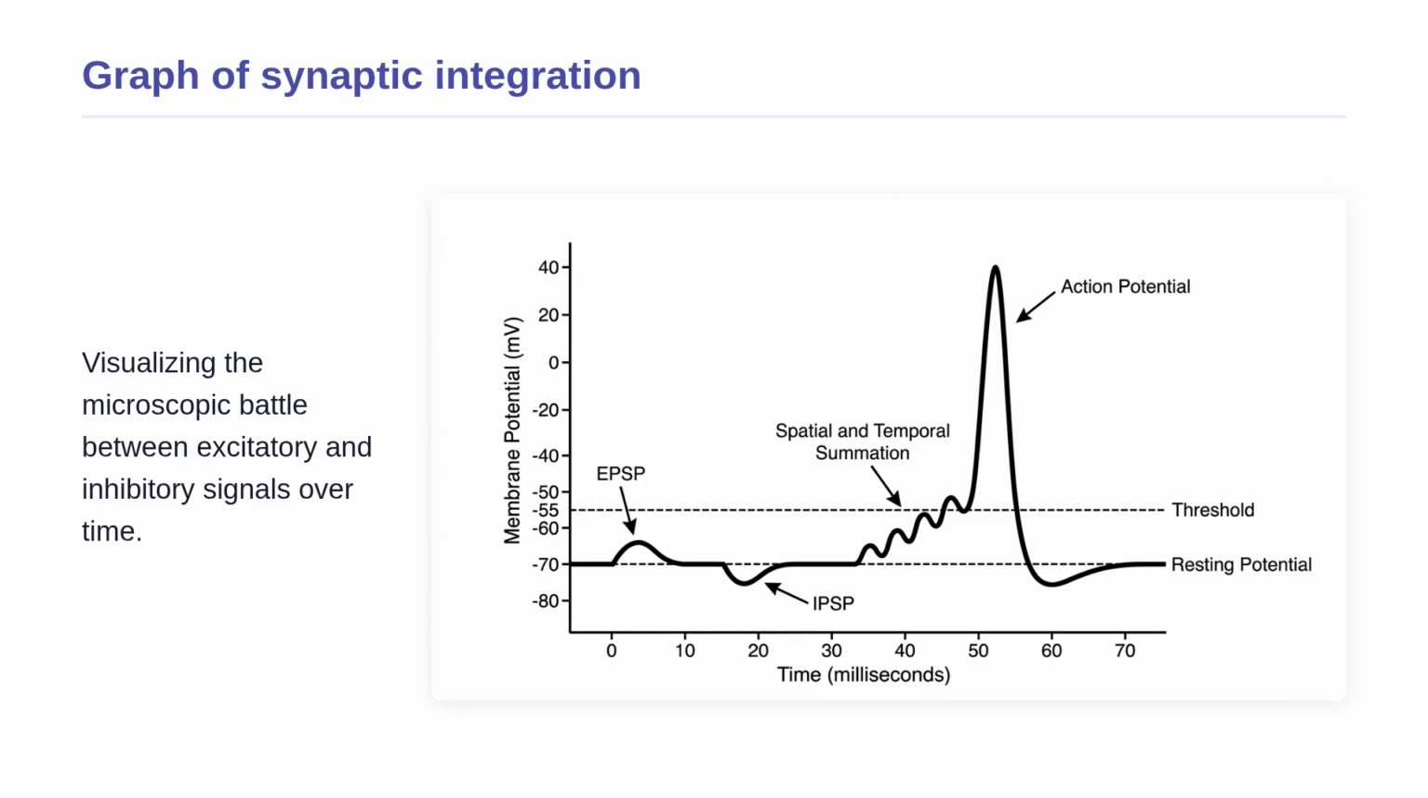You can see a small bump upward representing a single EPSP, followed by a dip downward representing an IPSP. Further along, multiple signals arrive close together, demonstrating spatial and temporal summation. The curve sharply rises, crossing the threshold line, which triggers the massive spike of the action potential. This diagram beautifully captures how the neuron weighs opposing forces before finally passing the message along.